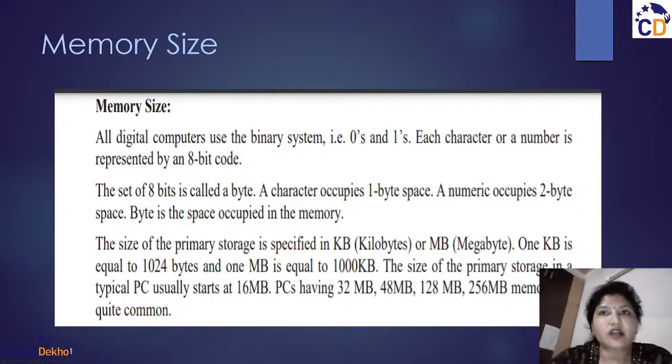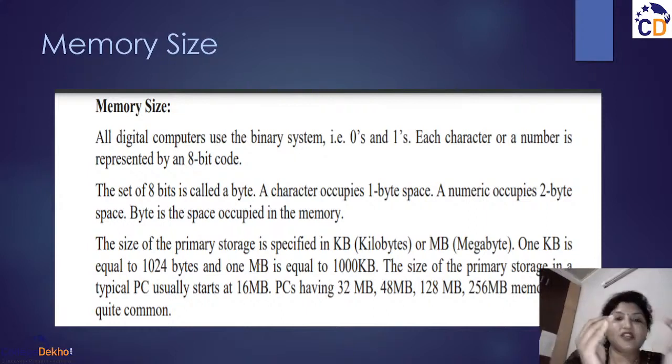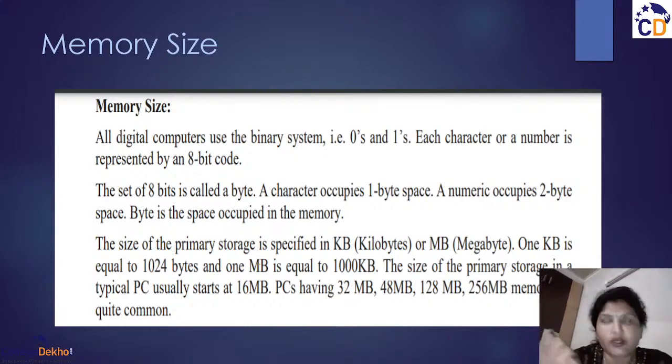And how much is a character occupying? That is 1 byte. A numeric occupies 2 bytes, right? And a byte is the space occupied in the memory. So you have some limitation in the memory also. You cannot have a kind of memory which can store everything, because memory, I told you, is a very precious thing, and it is very expensive also.